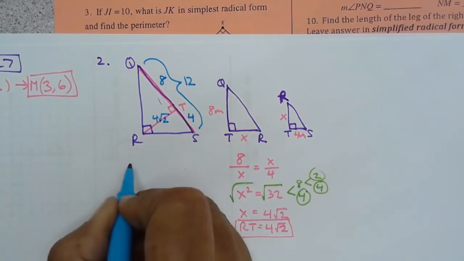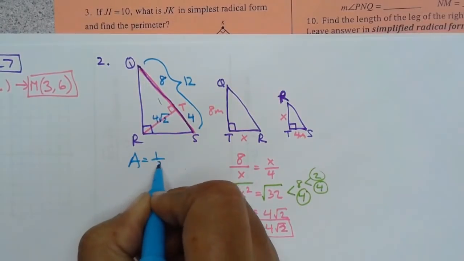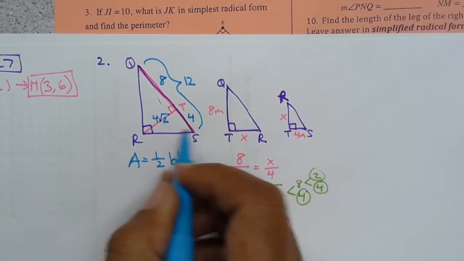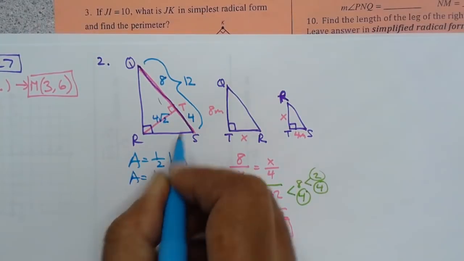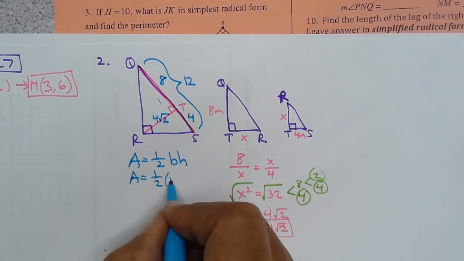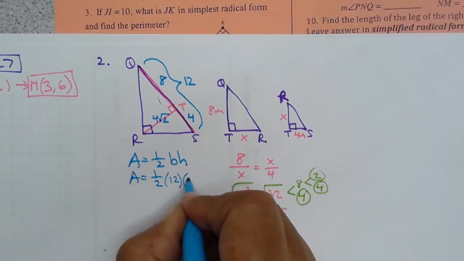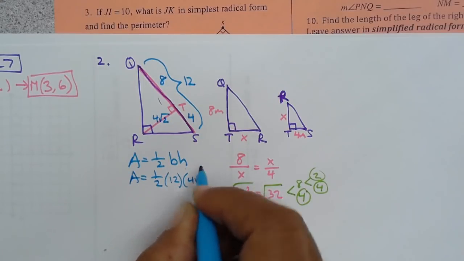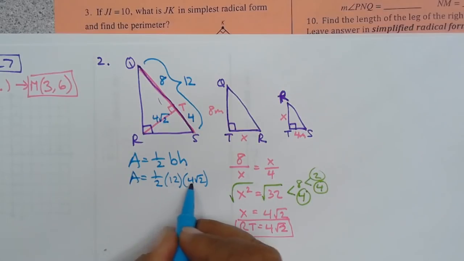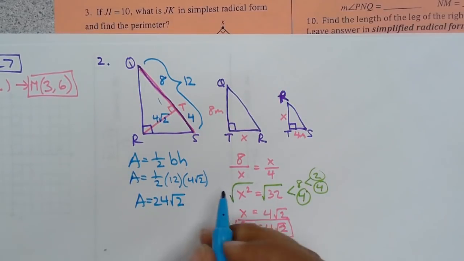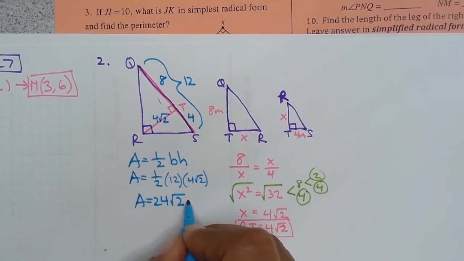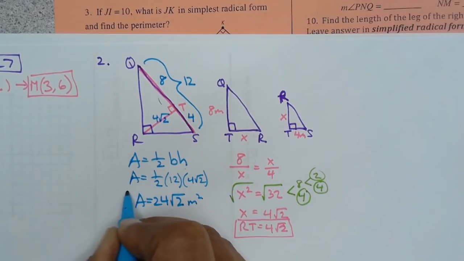So let's go ahead and plug it in. The area of a triangle is 1/2 base times height. We just have to kind of turn it in our mind. So 1/2, the base is 12. The height is 4√2. And now when we multiply it, half of 12 is 6, and 6 times 4 is 24√2. But our units were in meters here, so our area is meters squared. Remember to square your units for area.